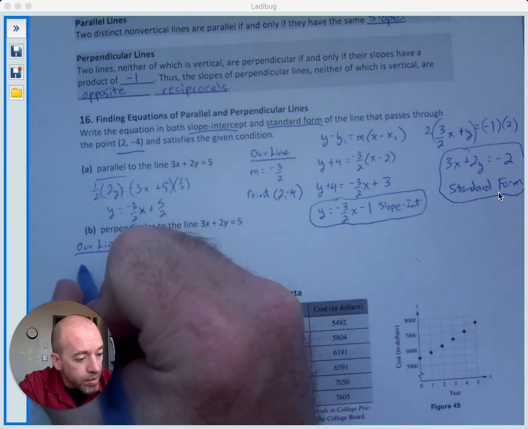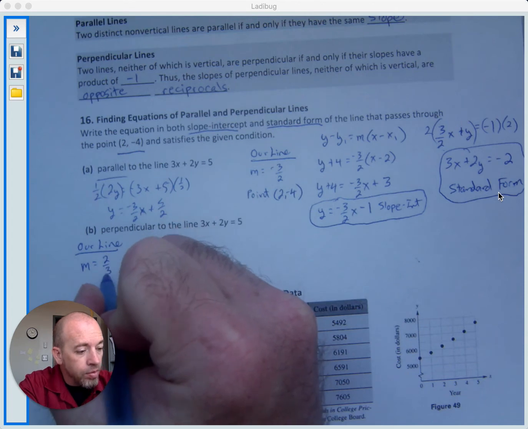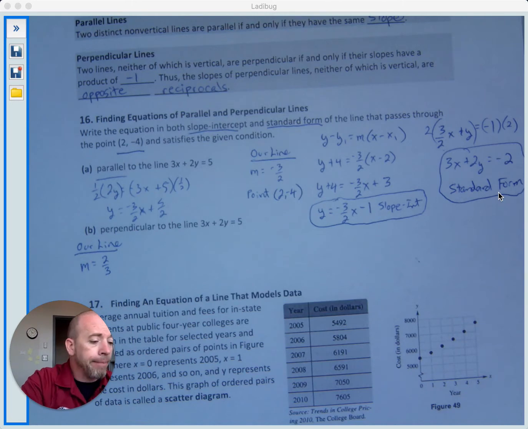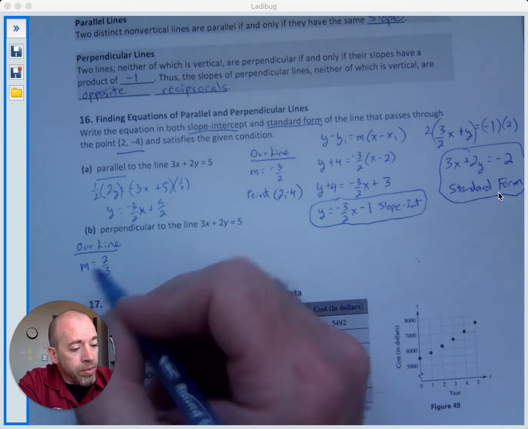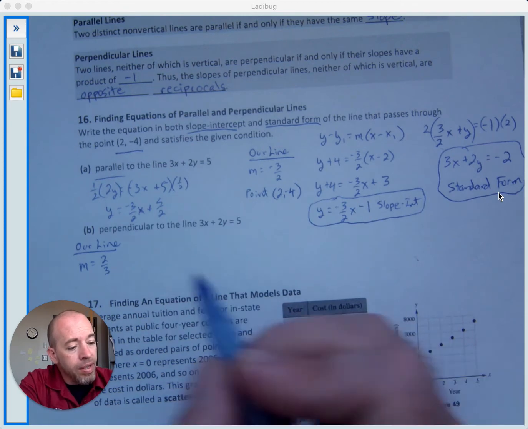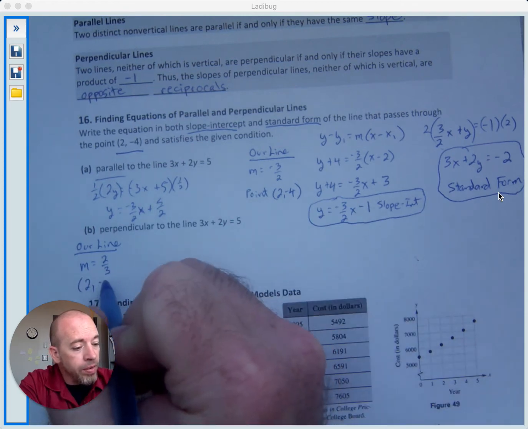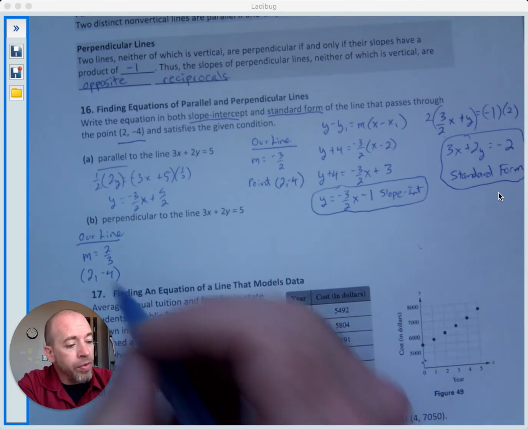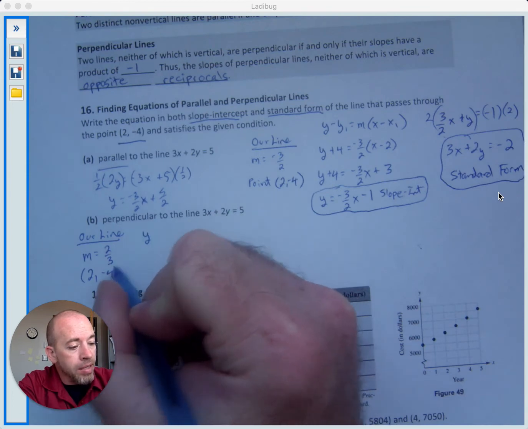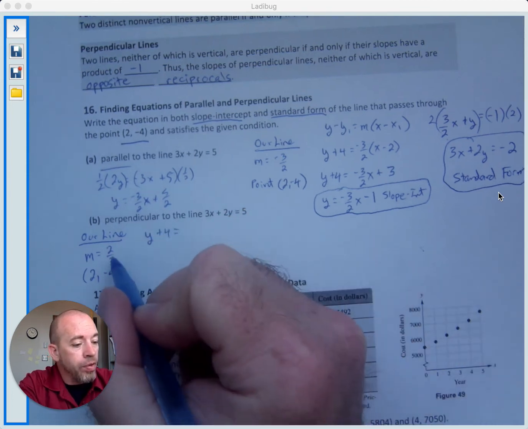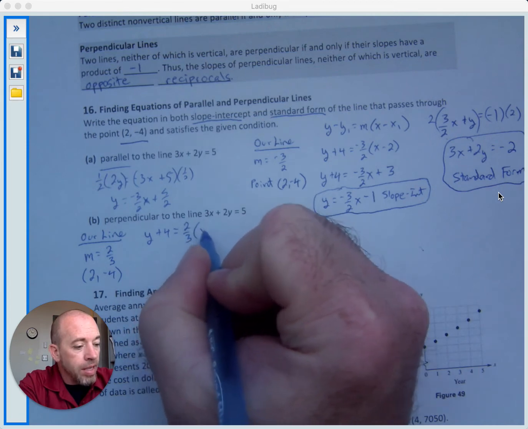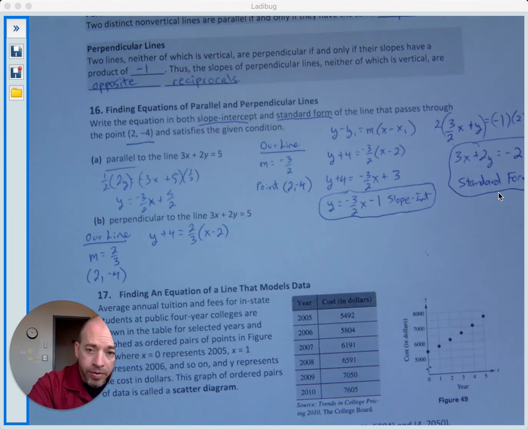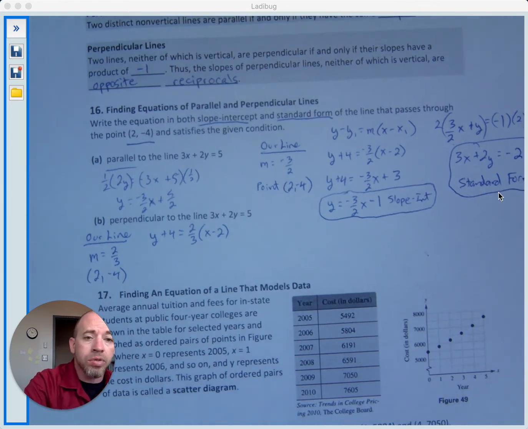So positive 2/3. That's the opposite reciprocal of -3/2. Okay. So now we know the slope of the line we're looking for, and we still know it goes through the point (2, -4). So we know a point, we know the slope. Let's use point-slope form. y minus -4, which is y plus 4, equals the slope 2/3 times x minus 2. That's our x-coordinate. That's point-slope form.